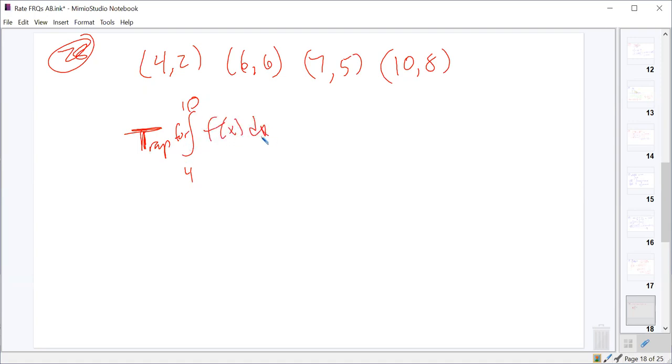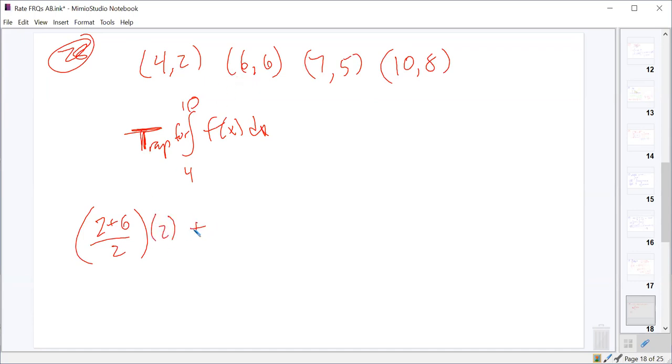So the trapezoidal rule just says if you don't have equal subintervals, you have to find the area of each trapezoid and sum them together. So from 4 to 6, 6 to 7, and 7 to 10, those are not all equal subintervals. So the first trapezoid will be made from 4, 2 to 6, 6. So base 1 should be 2. Base 2 should be 6, divided by 2. Multiply it by the height, 6 minus 4.